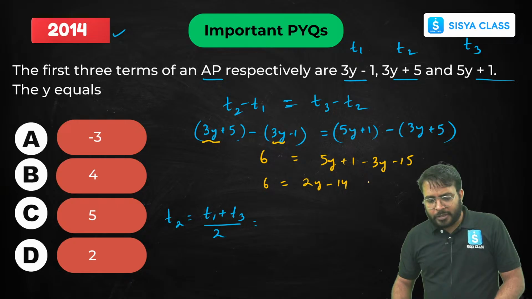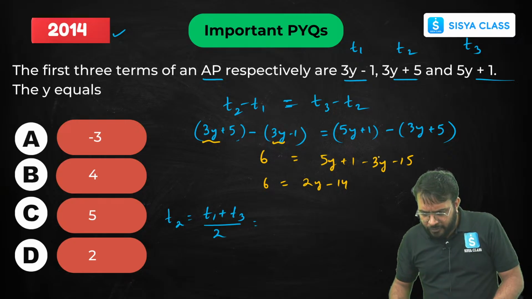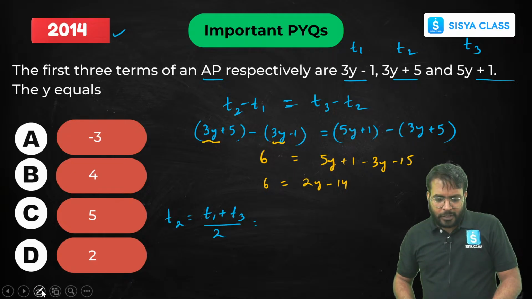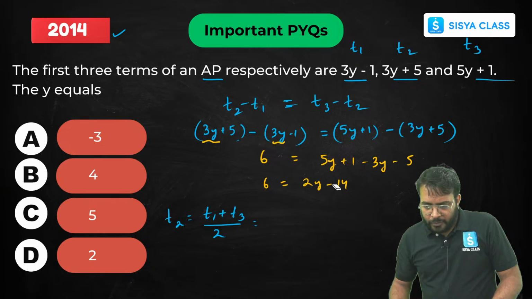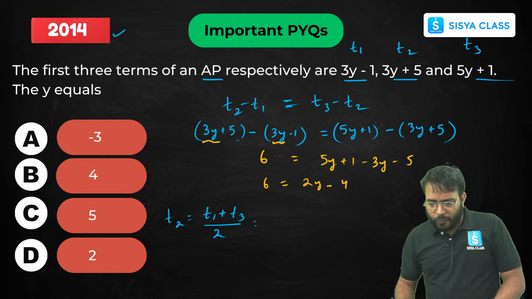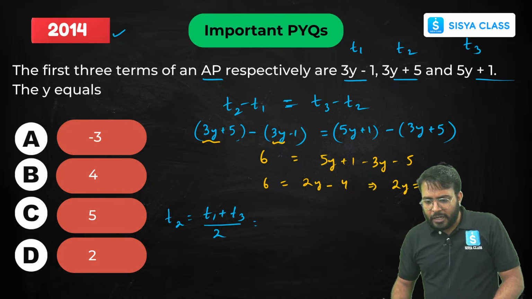That means, okay, I think I have made some mistake here. 5 minus 3y is going to be 2y. Okay, this is 5 now, this is not 15. This is 5, this is 5, and this is 4. So 2y minus 4, and here you will get 2y is equal to 10, and that means y is going to be 5.